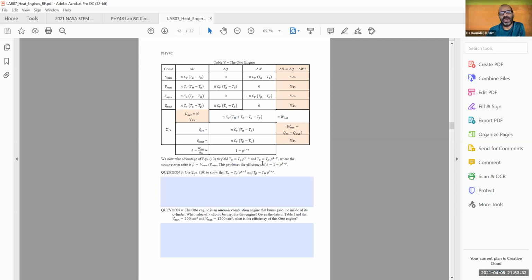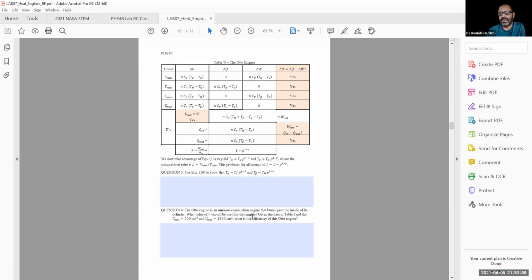So you're going to be having an efficiency of 1 minus 1 over 6 to the power 0.4. Because gamma is, no. What value of gamma should it be for this engine? The Otto engine is an internal combustion engine that burns fuel inside the cylinder. What value of gamma should it be for this engine, given Table 1, Vmin and Vmax, which is the efficiency of this Otto engine?